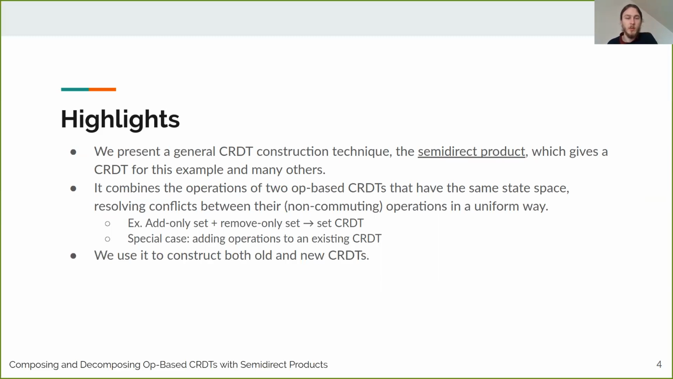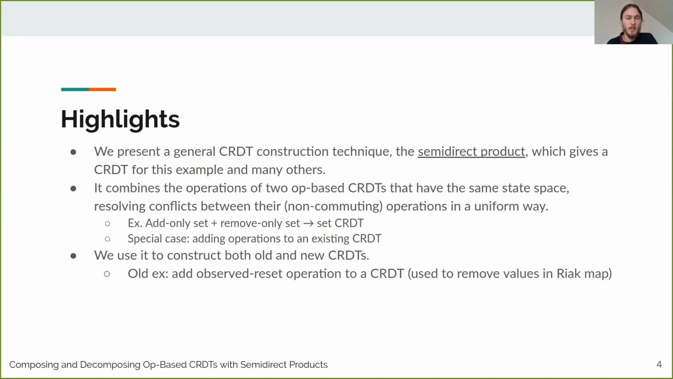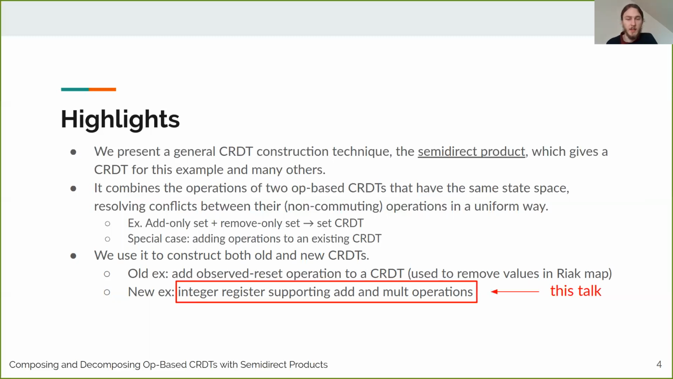Using our semidirect product, we construct both old and new CRDTs, by which I mean we both decompose existing CRDTs as semidirect products of simpler CRDTs, and we build CRDTs for new data types. So an old example is we show how to add an observed reset operation to a CRDT using a semidirect product. And this CRDT is used in the Riak map to handle removal of values. For a new example, we give the integer register that I described on the previous slide. And that's what I'm going to talk about in this talk. If you want to see the general construction, you'll have to look at the paper.